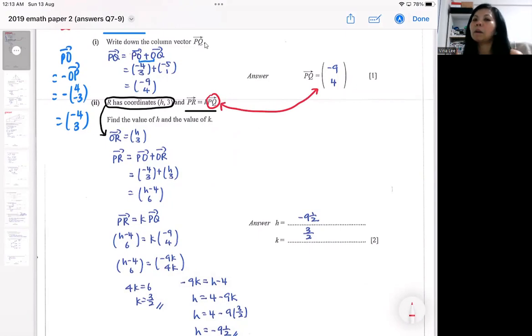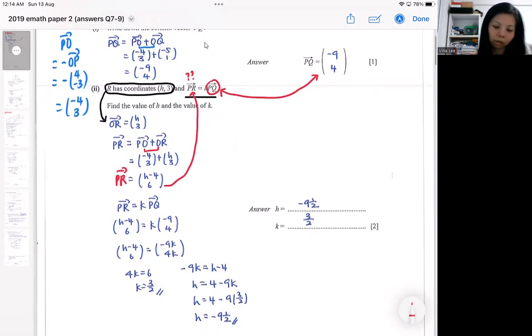Subsequently, if I want to use this relationship, I should try to get PR. So I'm going to do a fill in the blank for PR. And after this, I can insert the PR into the relationship. So this will be the PR that I have found. Then the PQ is found from the previous part.